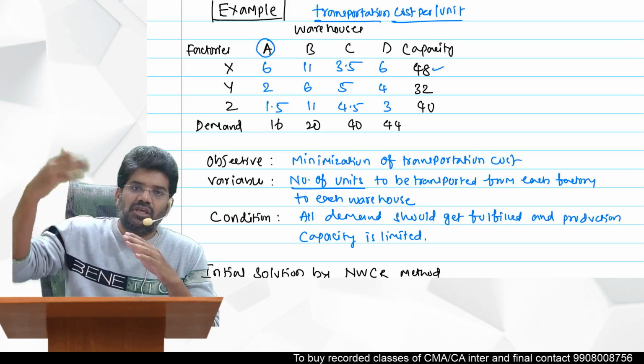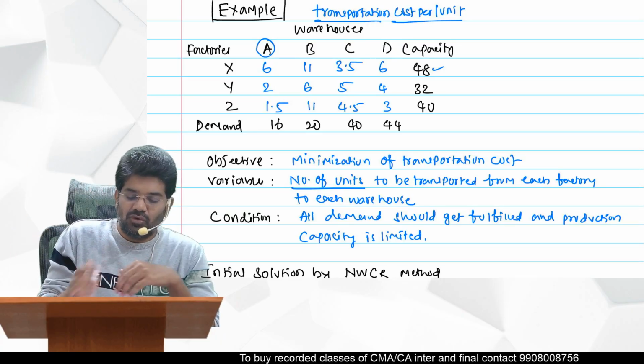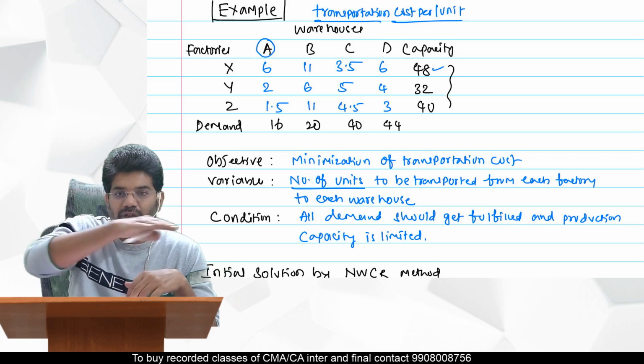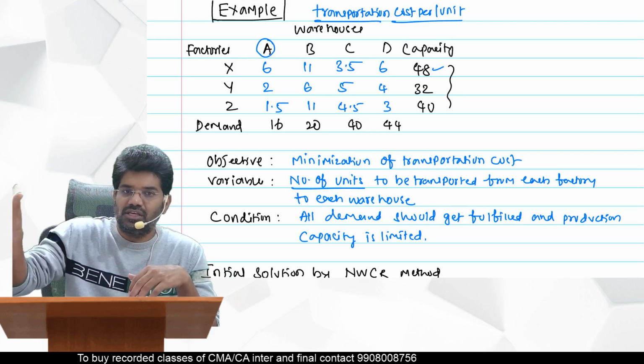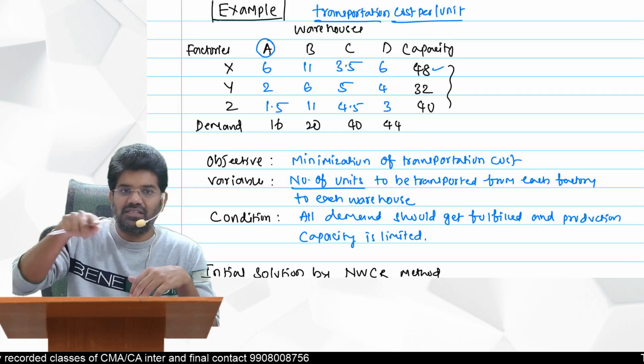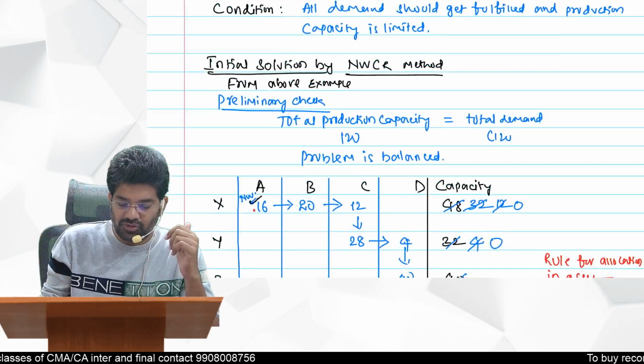The same is the case row wise also. If you have 120 here and 110 there, you introduce a dummy row with the balancing figure as the quantity, and inside you take zeros as the cost. That is what we are supposed to do.